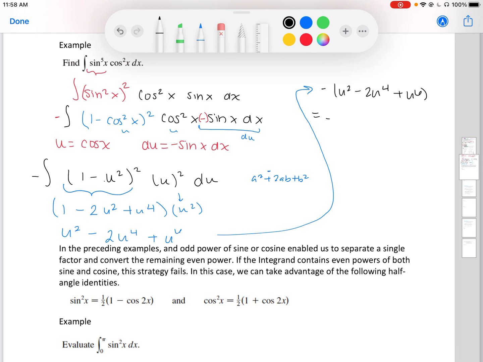And then we can go ahead and integrate. So we have u to the 3rd power divided by 3 minus u to the 5th power divided by 5. That 2 coefficient stays. Plus u to the 7th power divided by 7 plus c. Let's replace u and distribute that negative. So we have negative 1/3 cosine cubed of x plus 2 over 5 cosine to the 5th power of x minus 1 over 7 cosine to the 7th of x plus c.